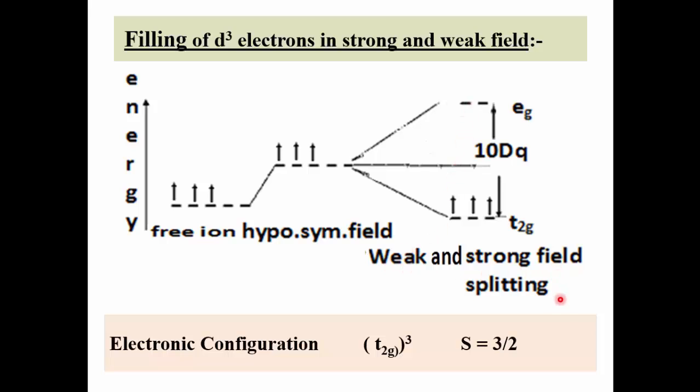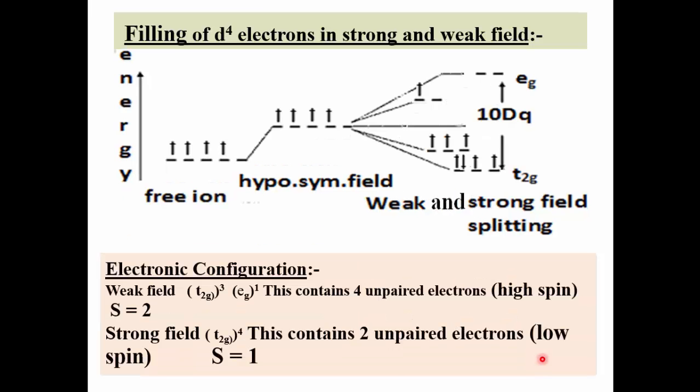This is the same for weak and strong field splitting. We write the electronic configuration as t2g3, and the spin now becomes half plus half plus half, which is 3 by 2. This is the filling of d3 electrons in strong and weak field. Next, see now d4 electrons. Filling of d4 electrons in strong and weak field.